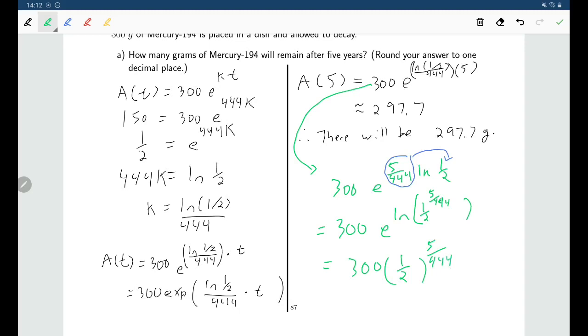And so one thing that you can do just to confirm is that the answer that you get with this expression is actually the same as the answer that you get with this expression. The decaying mercury, which we had originally expressed as an exponential formula in terms of base e, could be, using our log properties, rewritten as an exponential function with base 1/2.